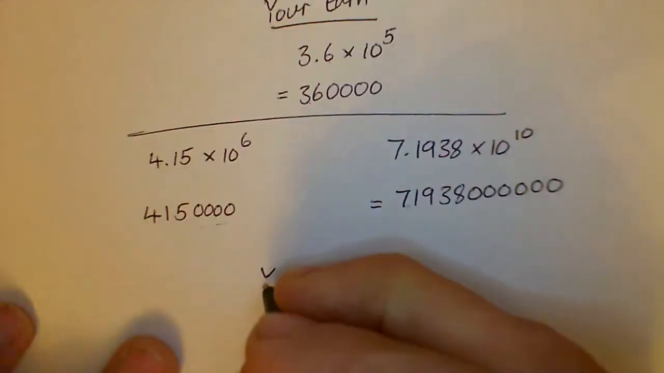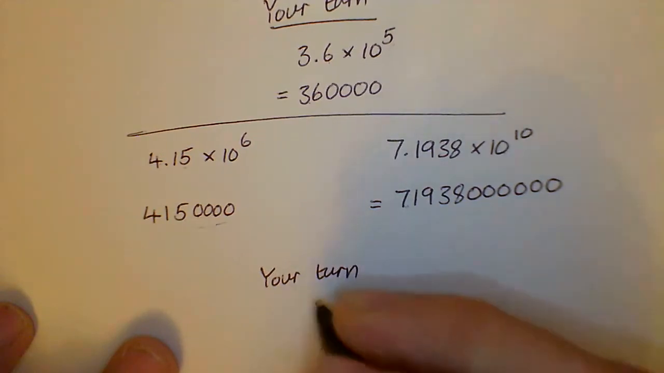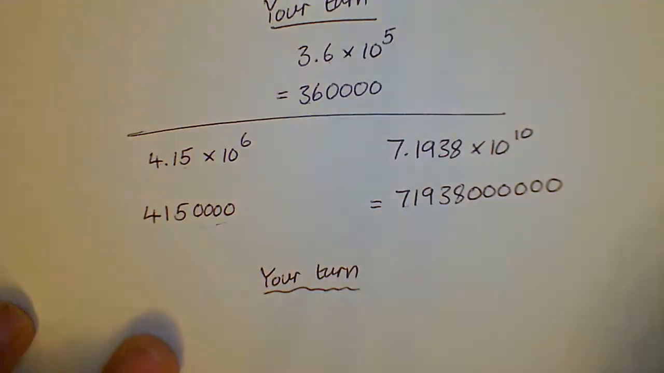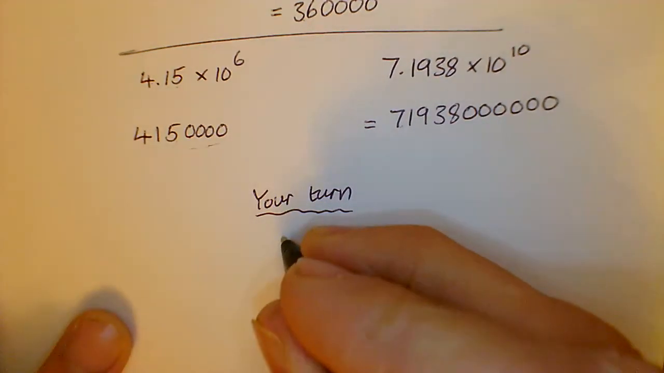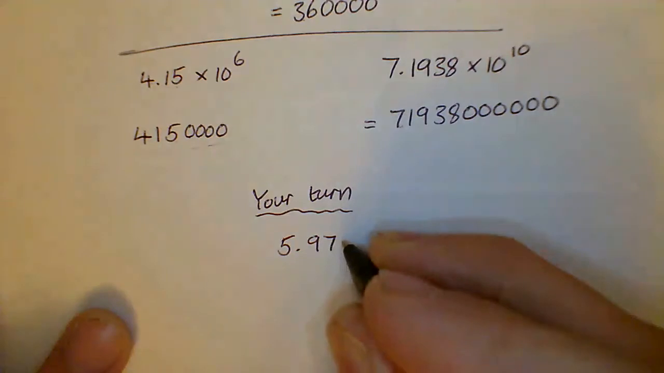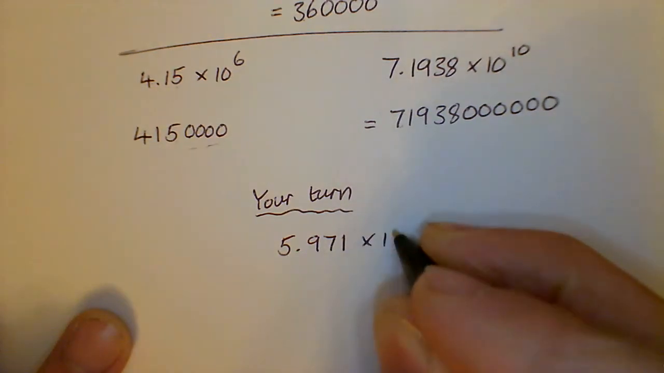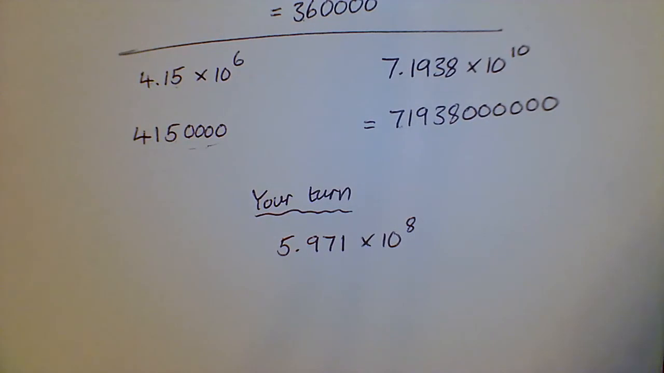So again, have a little go at your turn, and then have a go at all the examples, which I am going to post on the task 1. So your turn here is 5.971 times 10 to the 8. Again, I'll leave a little pause and then I'll give you the answer in a moment. So pause the video if you want time to write that down.